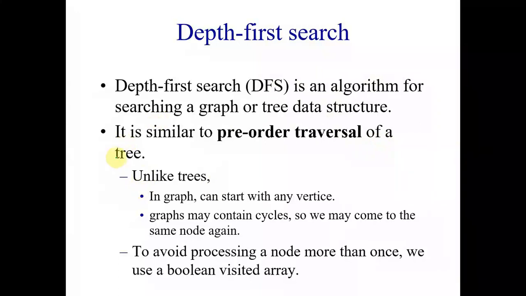However, unlike the trees, in graph, we can start with any vertex, and the graphs may contain cycles, so we may come to the same loop again. To avoid processing a vertex more than once, we use a boolean to store the visited array.